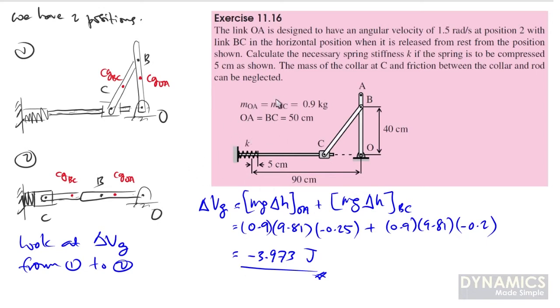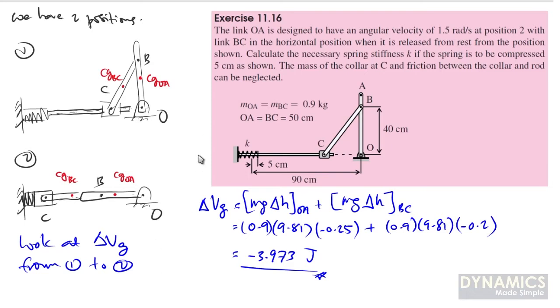And since we have two rigid bodies with masses, our terms will be expanded to 2. One covering OA, while the other one is covering BC. If we have more than 2, you'll have more than 2 mg delta H terms to be considered.